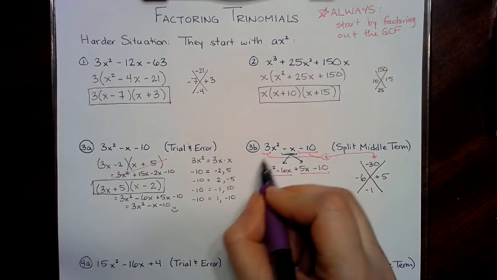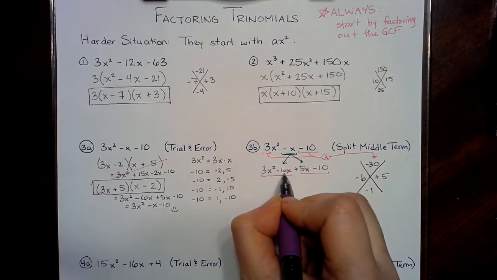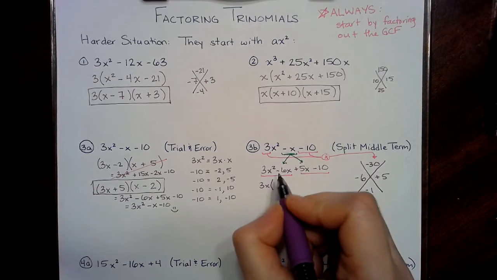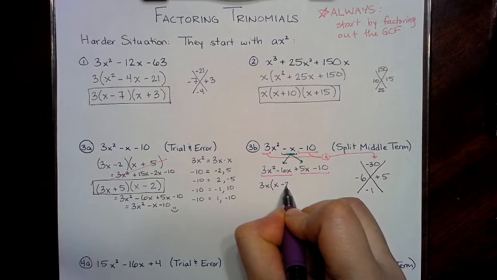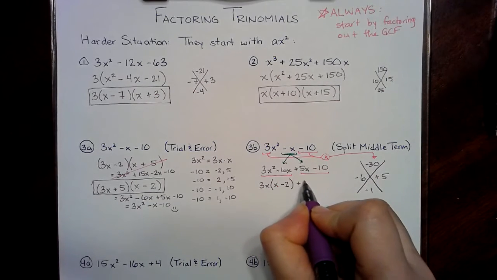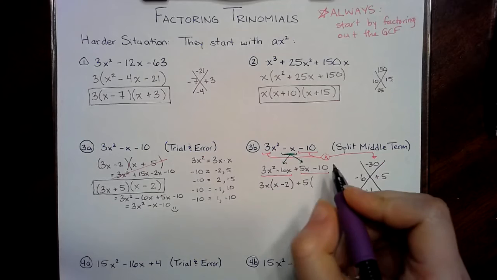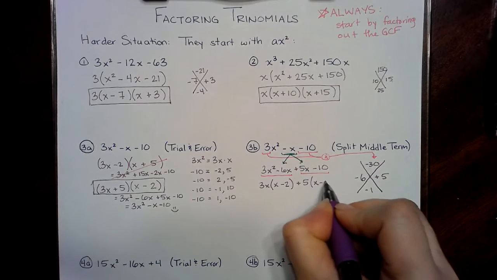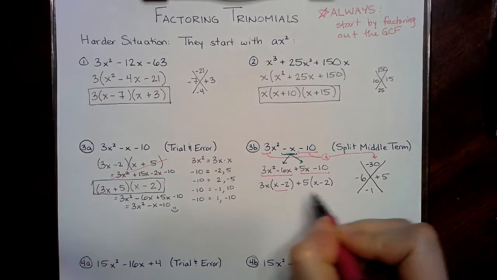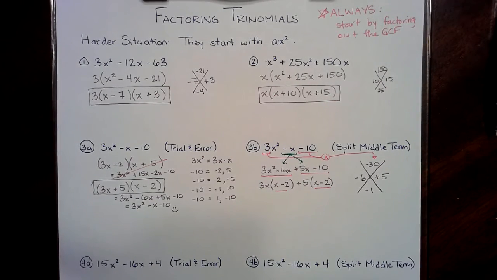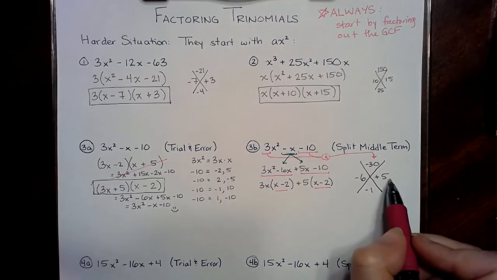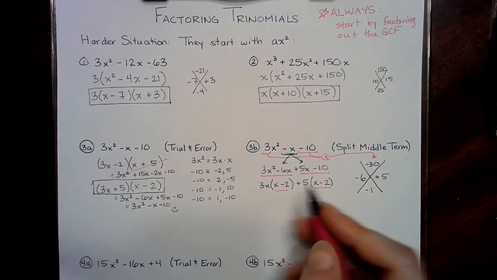Here I'm going to try and factor out a greatest common factor, in this case 3x, and that will leave me with x minus 2. And in this case, I can factor out a positive 5, and that will leave me with an x minus 2. I notice that I get x minus 2 in both parts. If I have split the middle term properly, this will always happen.